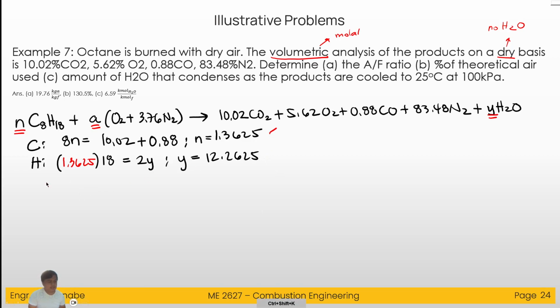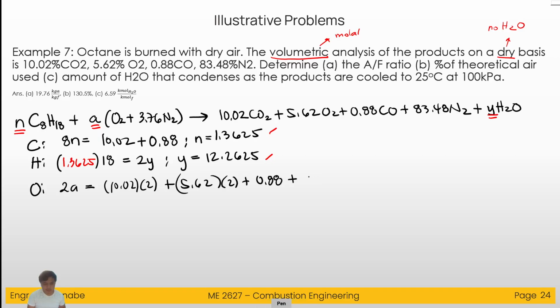The last one, we want to determine the A, and we can use the oxygen. For the oxygen, you have two molecules of oxygen, so 2A equals 10.02 of oxygen for the carbon dioxide, plus 5.62 for the oxygen, and then for the carbon monoxide only 1, and then for the water vapor, plus Y times 1. So basically, this is just 12.2625.